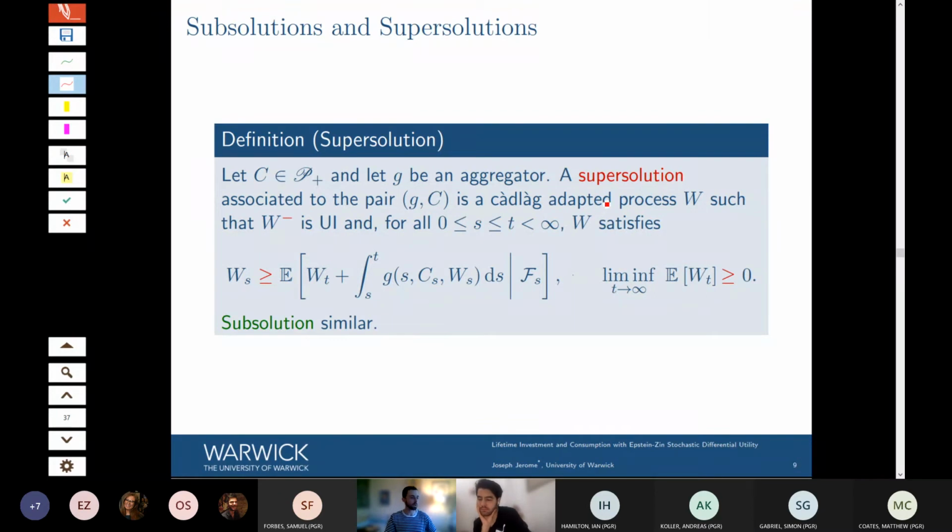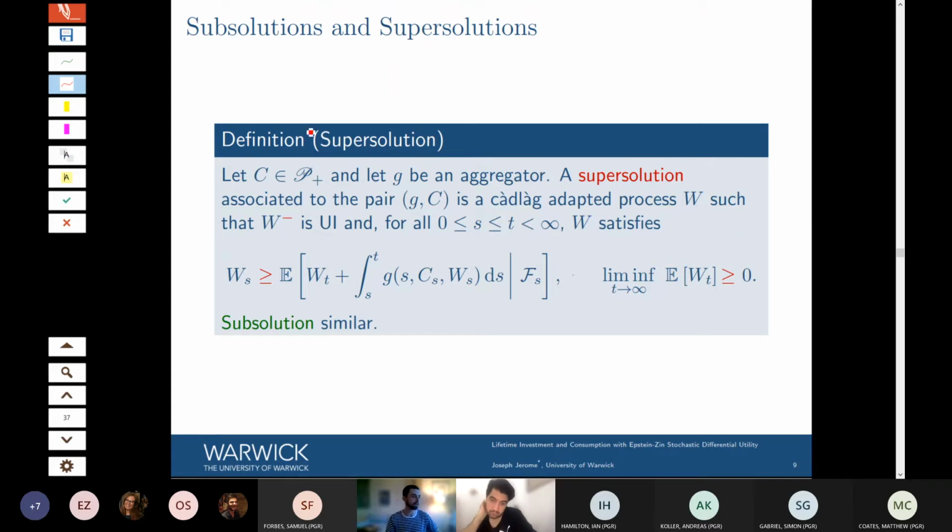So we need to introduce these notions of a supersolution and a subsolution. We're going to say that a càdlàg adapted process W is a supersolution if the negative part is uniformly integrable, and if this inequality here is satisfied, and we have a transversality condition as well. But the important part is this inequality, right? So if this were replaced with equality, then W would actually be a utility process. So it's sort of saying in some sense it is above a utility process, and that's what we're going to show.